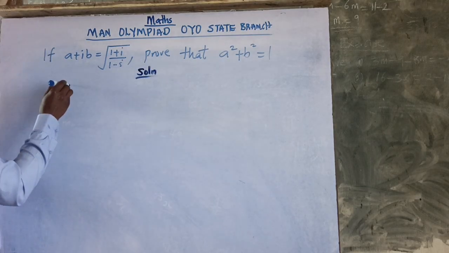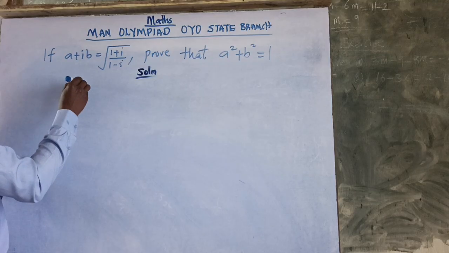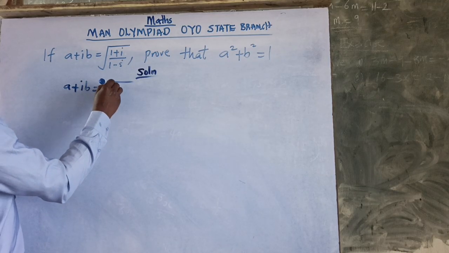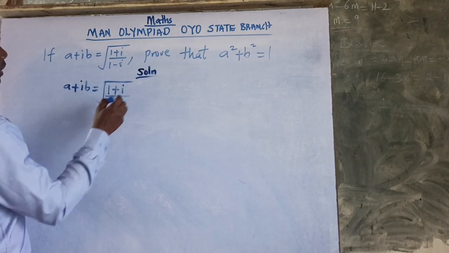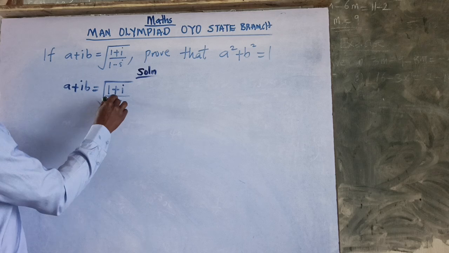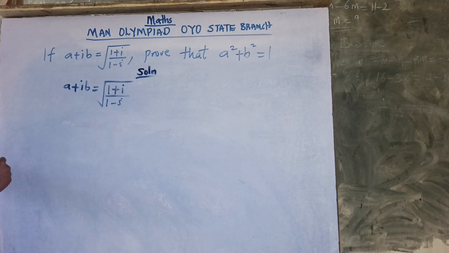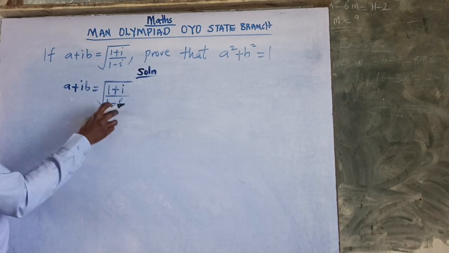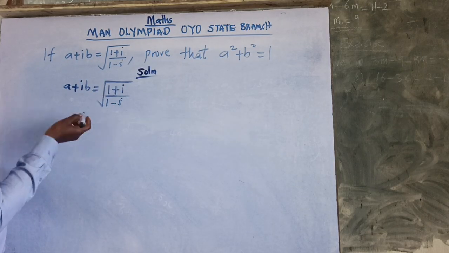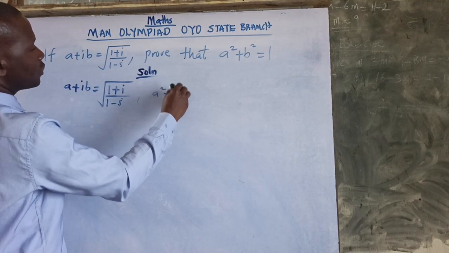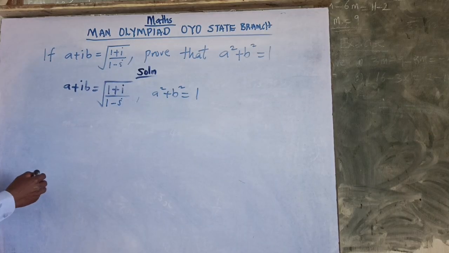That is, we are given a plus ib equals the square root of 1 plus i, divided by 1 minus i. Now in this case, what we are going to do is square both sides. We square this side and we square the other side, because we have to show that a squared plus b squared equals 1. That is what we are required to show there.